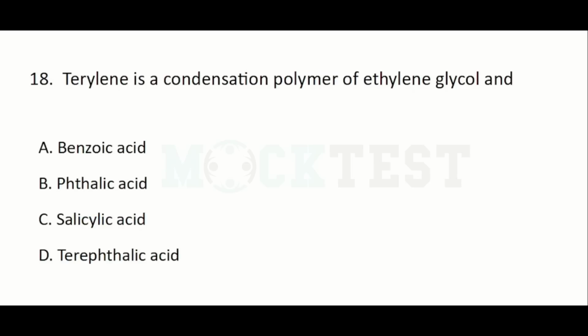Terylene is a condensation polymer of ethylene glycol and option A, benzoic acid. Option B, phthalic acid. Option C, salicylic acid. Option D, terephthalic acid. Terylene is a condensation polymer of ethylene glycol and terephthalic acid.